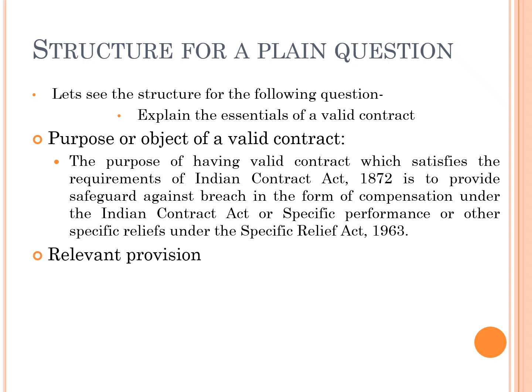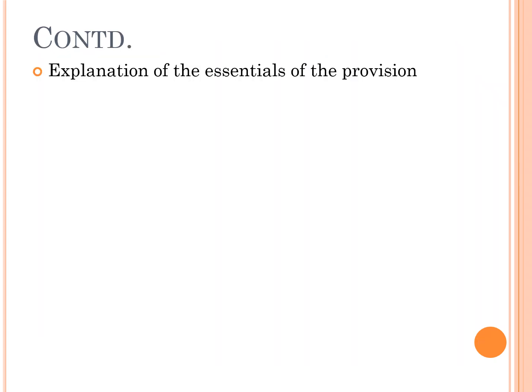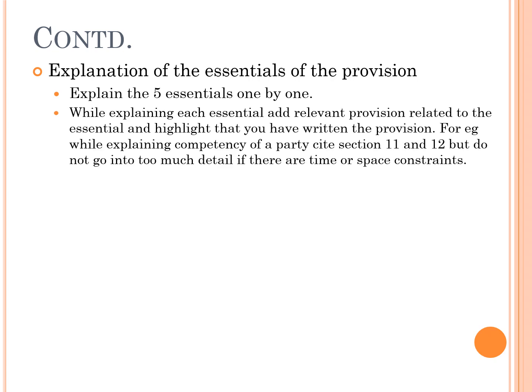Then, after the purpose is discussed, the student must discuss the relevant provisions. The relevant provisions are contained in section 10. So section 10 will be discussed, and if there is any maxim related to the question, then that also must be highlighted. Then each of the essentials, there are five essentials, should be answered one by one. And while explaining the essentials, the relevant provisions of those sections should be cited. For example, when the student is explaining competency of party, then sections 11 and 12 should be highlighted because they are the related provisions.